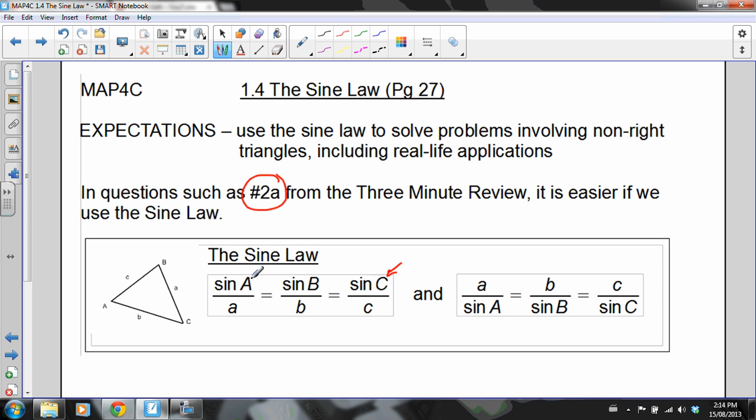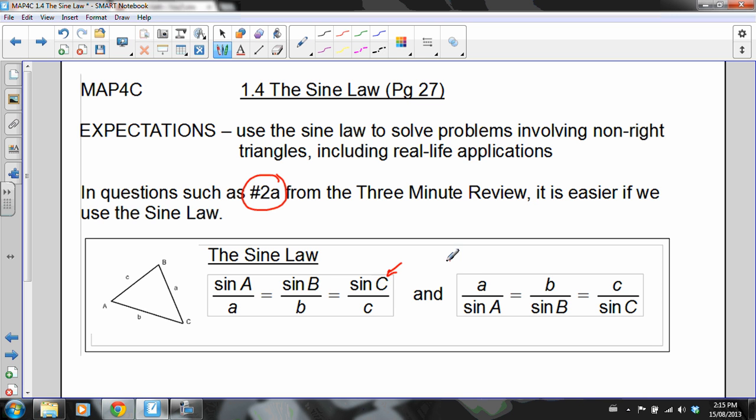This one has the angles on the top, sine of angle A over A, sine of angle B over B, and so on. And this one has the sides on the top, right? Sides are with the little letter a's, and angles with the big letter A.